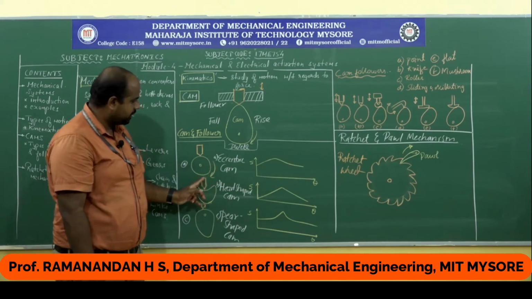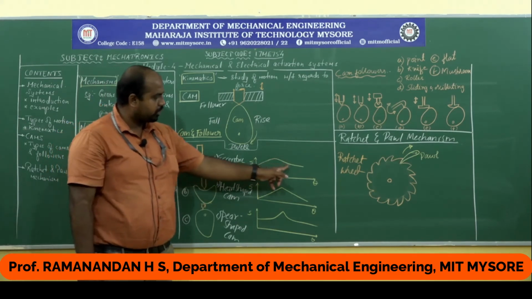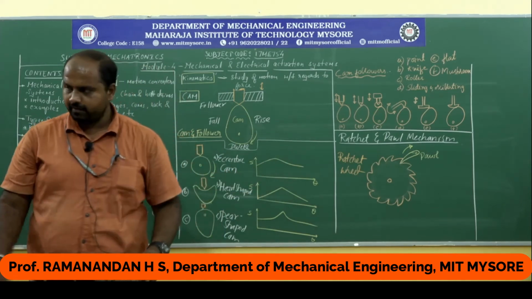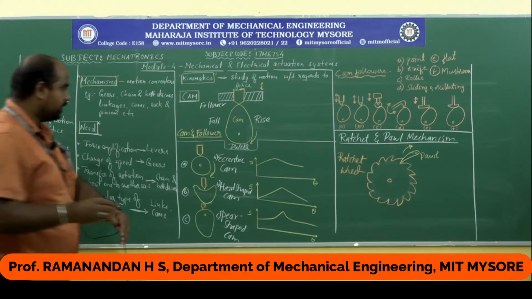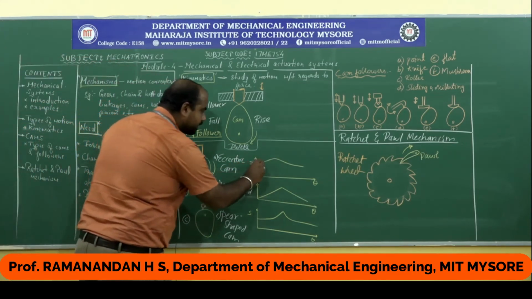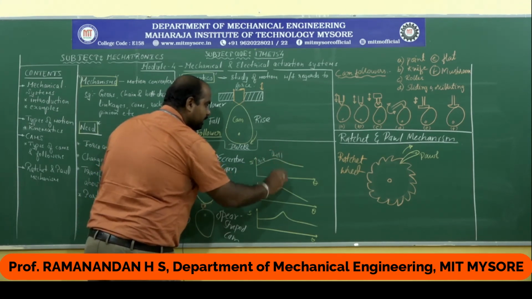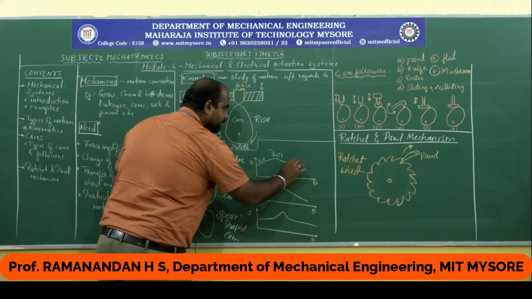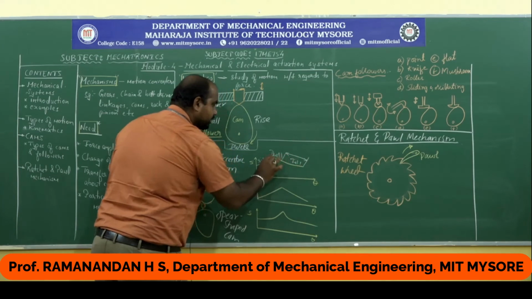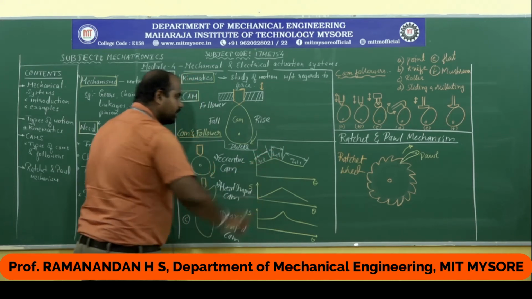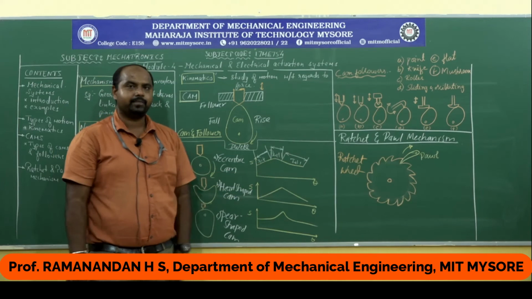the rise phase, usually it is a simple harmonic motion. The graph is simple harmonic motion. So you can see, this part is the rise part, this part is the dwell part, and finally this is the fall phase. From here to here it is the fall phase, from here to here it is the dwell phase, and from here to here this is the rise phase of the cam.